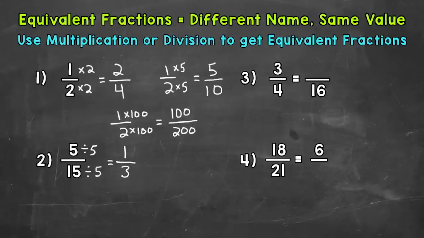Let's use multiplication as well to find 2 more examples of equivalent fractions to 5/15. So I'll come to the right here, rewrite our original fraction, and let's multiply both by 3.